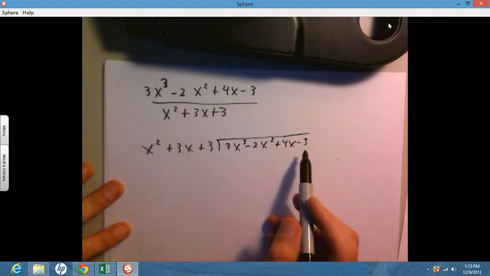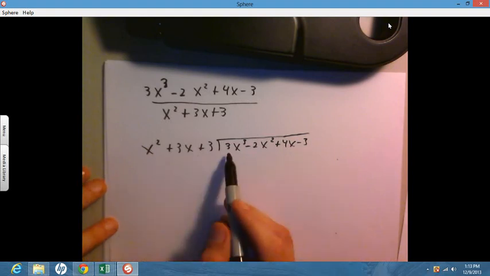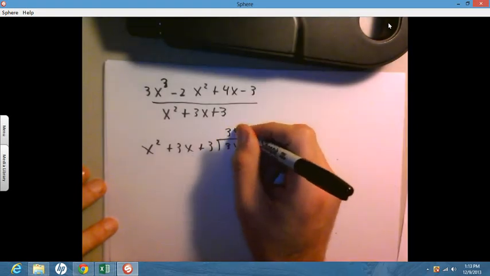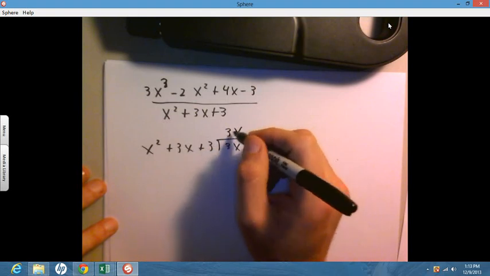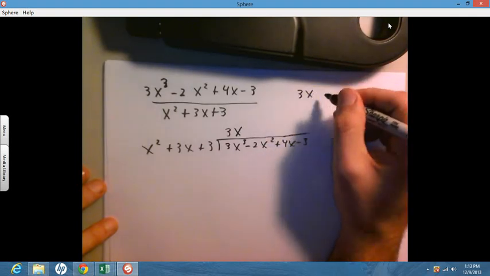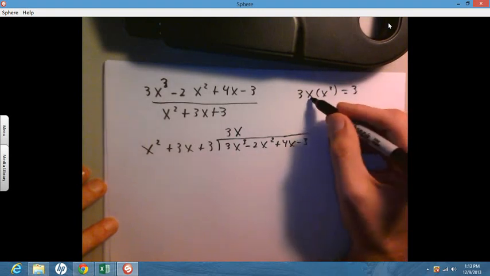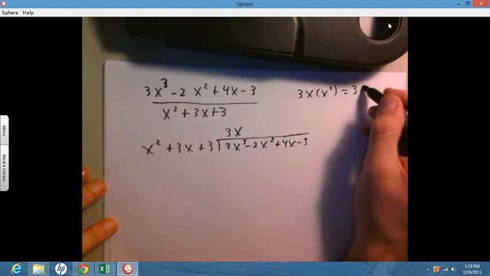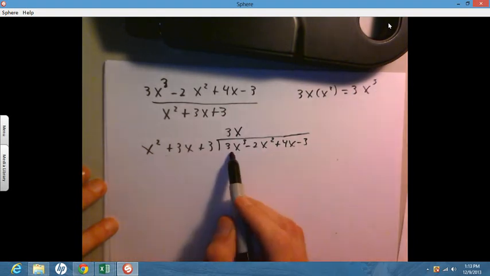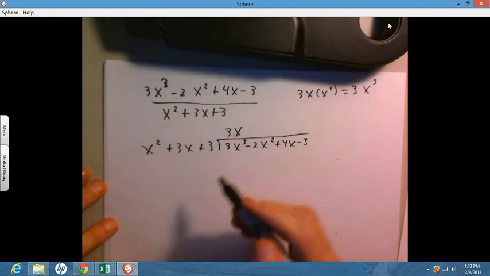Now we can divide just like we do long division. x squared goes into 3x cubed how many times? Well, it goes in 3x times. Why does it go in 3x times? Because 3x times x squared, x times x squared gives me x cubed. So how many times does x squared go into 3x cubed? It goes 3x times. Why? Because 3x times x squared is 3x cubed.